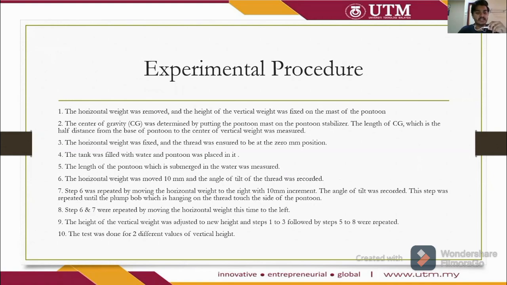Step 6 was repeated by moving the horizontal weight to the right with 10 mm increments. The angle of tilt was recorded. This step was repeated until the bob hanging on the thread touched the side of the pontoon. Steps 6 and 7 were repeated by moving the horizontal weight this time to the left. The height of the vertical weight was adjusted to the new height and steps 1 to 3, followed by 5 to 8, were repeated. The test was done for two different values of vertical height. Basically, the weight was placed at the top, middle, and the bottom of the pontoon.